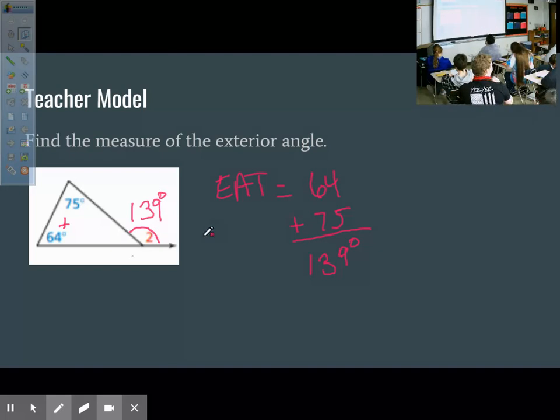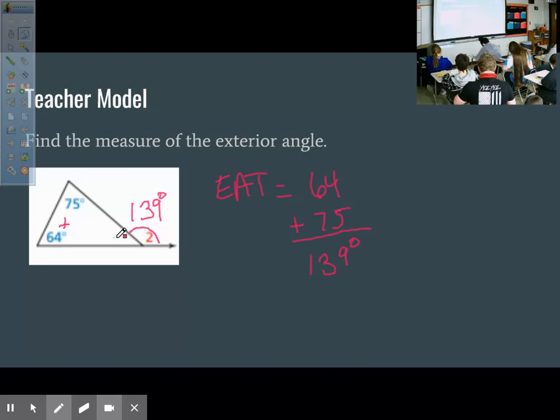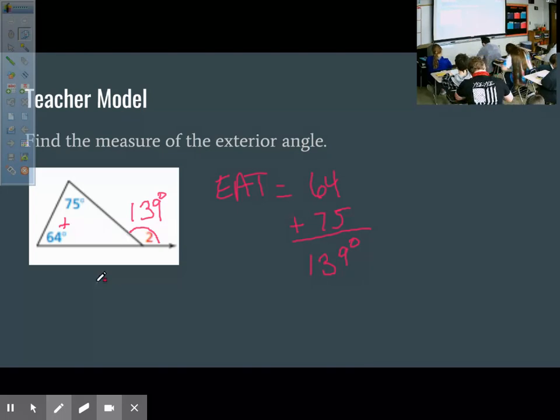Where'd you get E at? Exterior angle theorem. Would you put that, or no, since they're not asking? It didn't ask you for it, so you didn't, but if it asked you to classify the triangle, then yes, you would need to find this one, which is 41. But it didn't ask you for it, so you would just say 139 degrees.